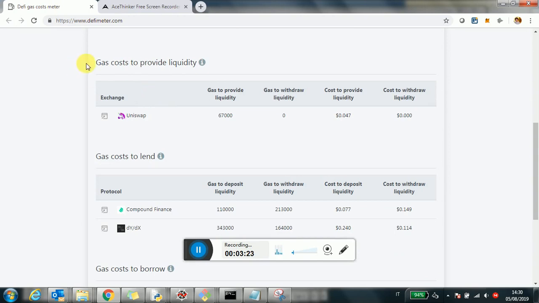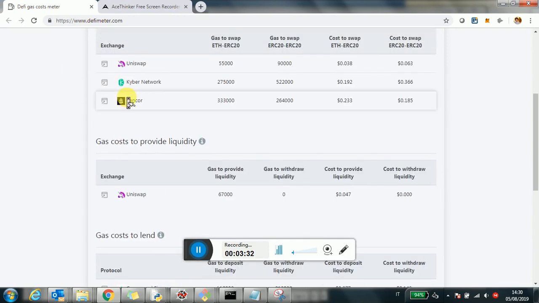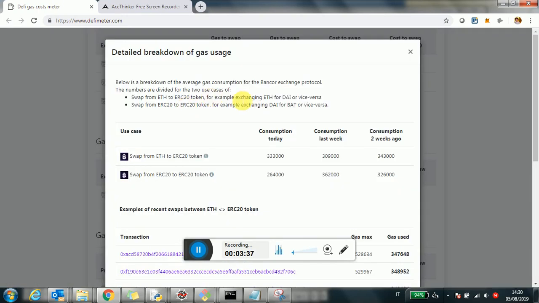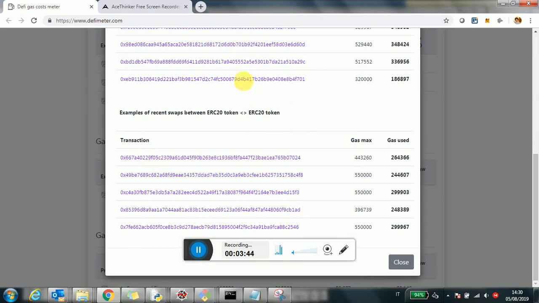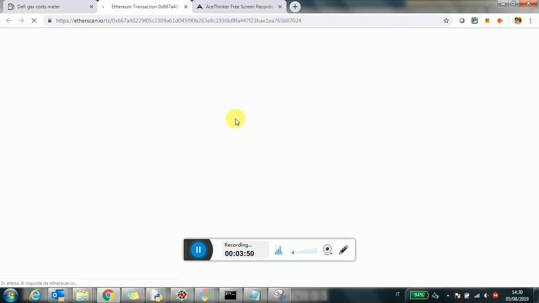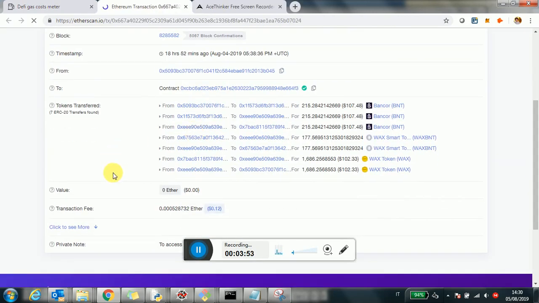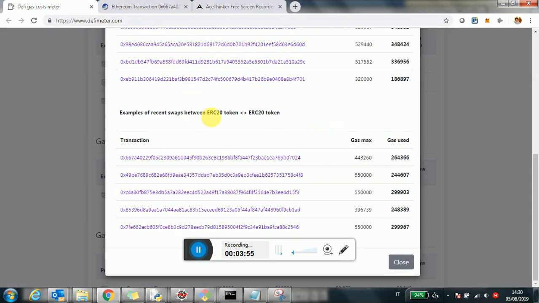The next bucket is what if you want to provide liquidity? Here, Uniswap is the only one covered. And by the way, I forgot to tell you, for each protocol you can click and see a breakdown of the gas consumption per period of time, and also some of the transactions that are at the base of the calculation. For each transaction, you can check them on Etherscan, and you're going to see how much gas was consumed, and so on and so forth.